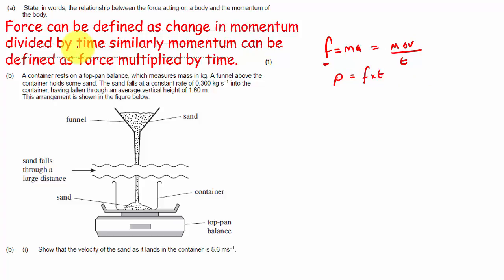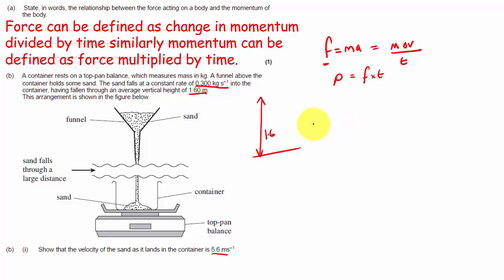Okay, next step is show that the velocity of the sand as it lands on the container is 5.6 meters per second. Hopefully you've read the question, because you'd have paused the video and read it. A container rests on a top pan balance. Sand falls at a constant rate of 0.3 kilograms per second into the container, and it falls an average vertical height of 1.6 meters. So, two ways of approaching this. Essentially, we're just thinking about a drop. It falls 1.6 meters, and you've got to find the velocity at the bottom.